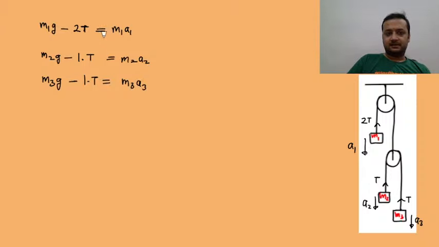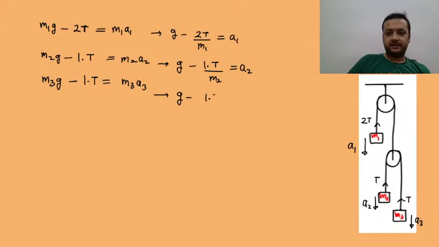If you divide the whole equation by m1, this will become g minus 2T by m1, which is equal to a1. This will allow me to write g minus 1 into T by m2, equal to a2. And this will allow me to write g minus 1 into T divided by m3, equal to a3. So these are the values of A1, A2, and A3.